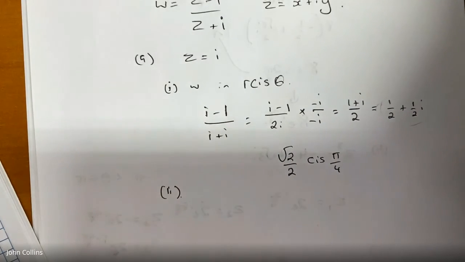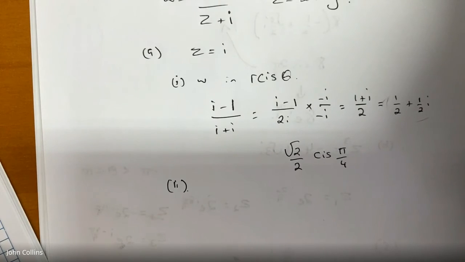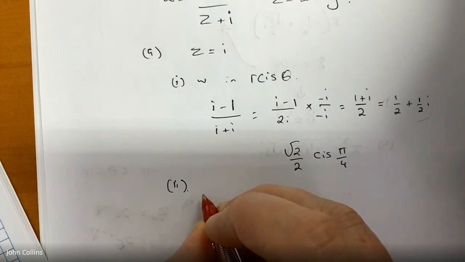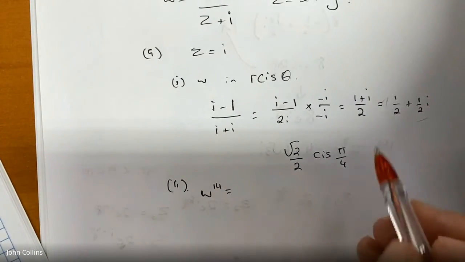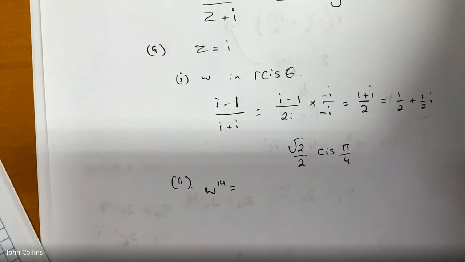I don't know if Tomorrow you're back or you're still gone. Tomorrow? No. Okay. So w to the 14. You're going to have to use this to the 14. What did you get, Sean? Negative 1 over 128i.